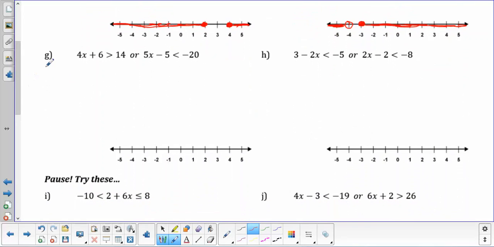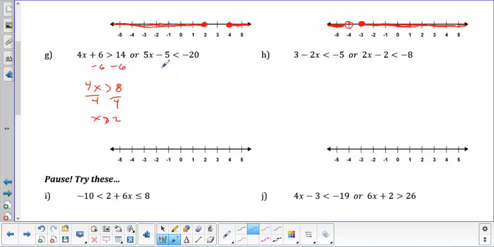Take a look at G. So G, we have two-step inequalities. Don't let something like this intimidate you. Just keep to the basics. Get the x by itself. So let's move that 6 first. Subtract the 6. Divide by 4. We get x is greater than 2.